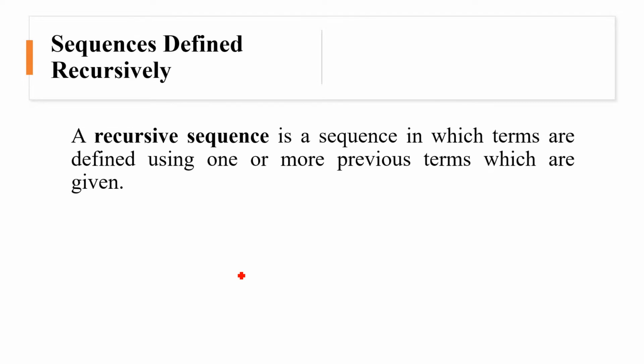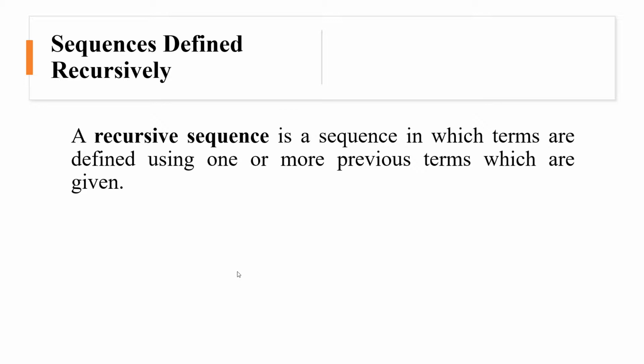So let's have sequences defined recursively. A recursive sequence is a sequence in which the terms are defined using one or more previous terms which are given. Some sequences do not arise from a formula for a general term, but rather from a formula or set of formulas that specify how to generate each term in the sequence from terms that precede it. If that is the case, then that sequence is said to be defined recursively, and the defining formulas are called recursion formulas.